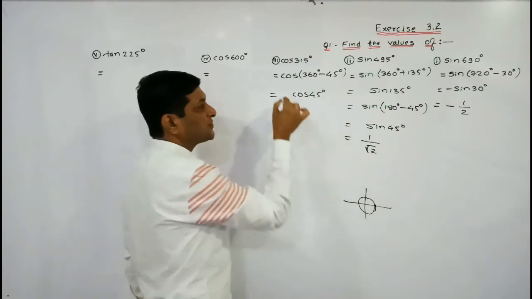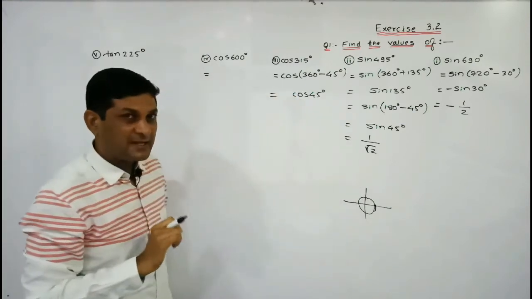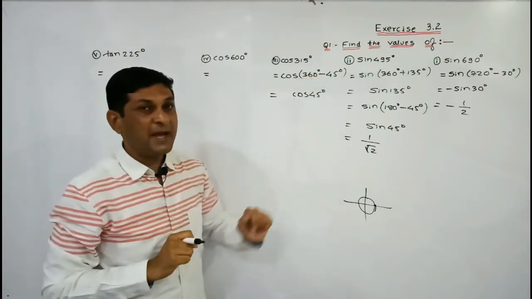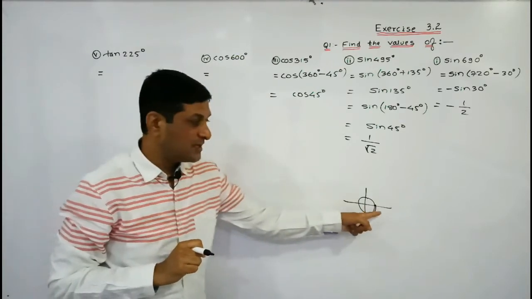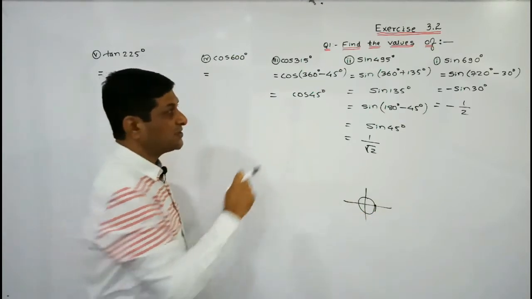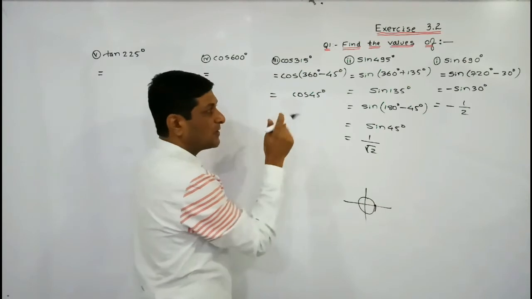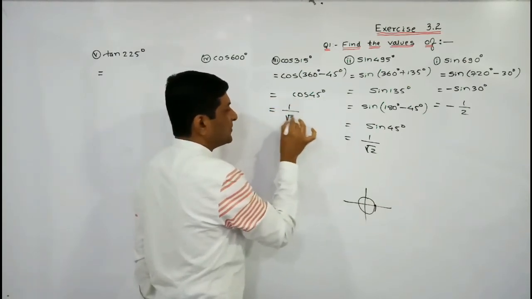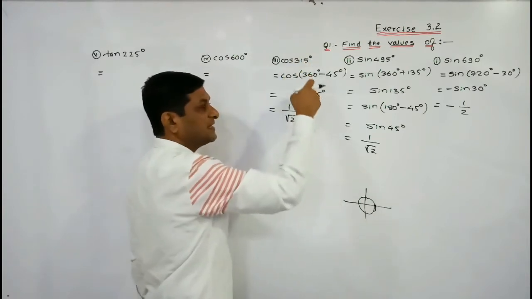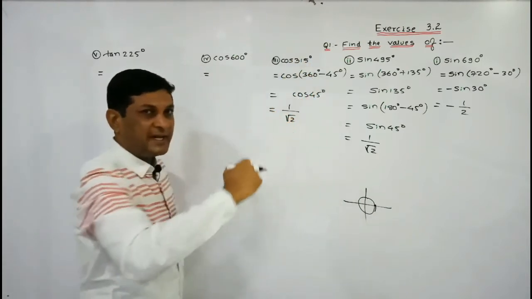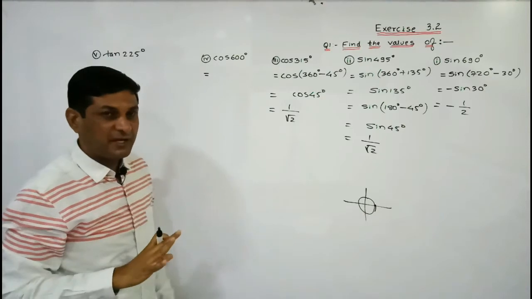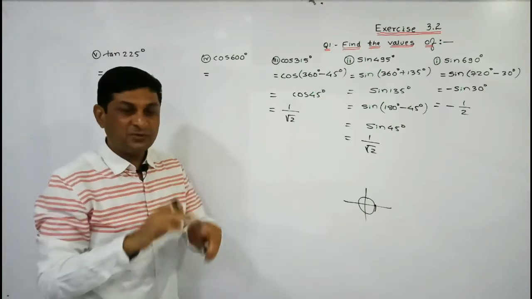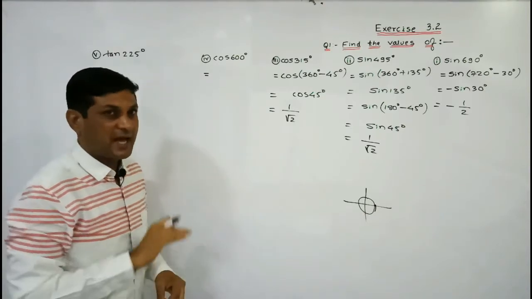Now the remaining part is to put plus or minus, which depends on the quadrant. 360 minus means fourth quadrant, and in the fourth quadrant cos is positive, so whatever the value of cos we have got here will be positive, and we know that cos 45 is 1 by root 2. In this way, first convert the angle into an angle less than what? 90 degree using the allied angle formula, and for that purpose you should know the table which we constructed in the last lecture.